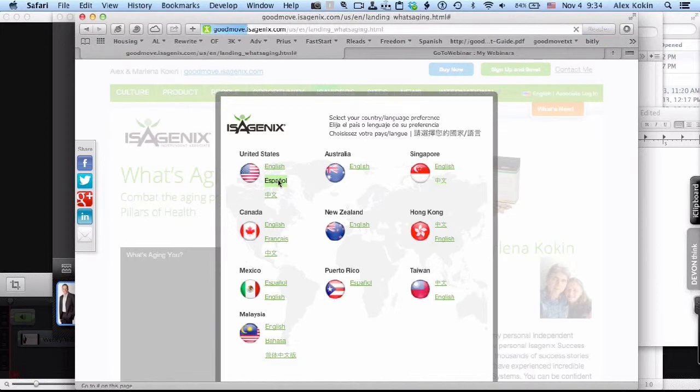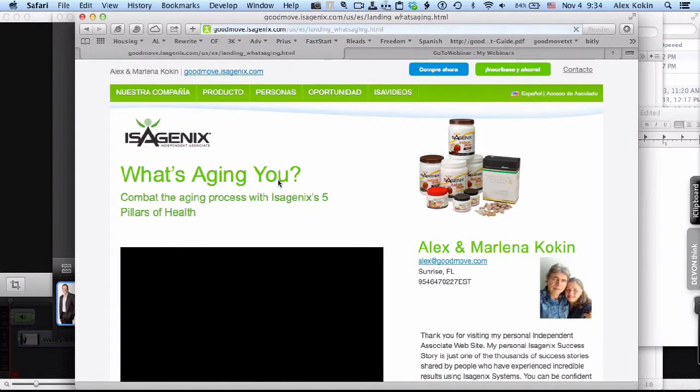And when you go over there, the website changes to Spanish. Actually, it's taking a little while in here, but you get the idea. And yeah, that's one of the things of living right next to the Everglades.